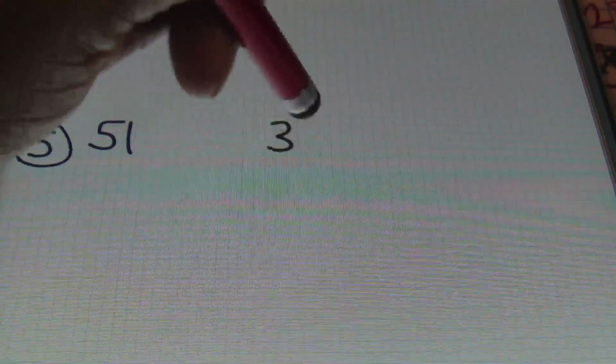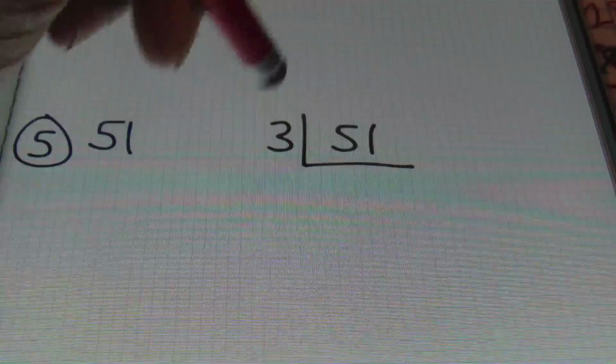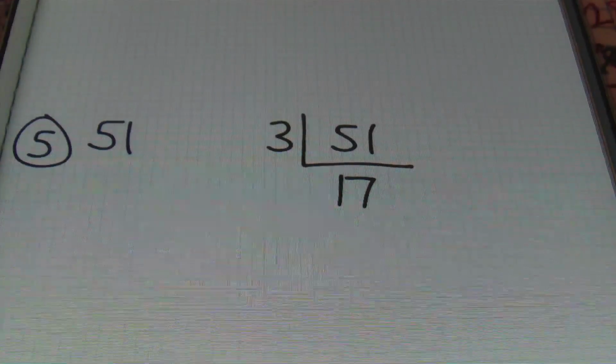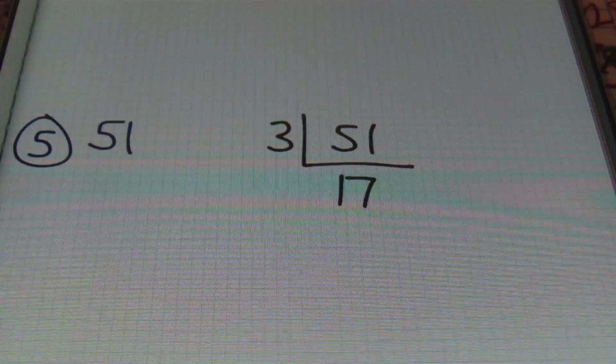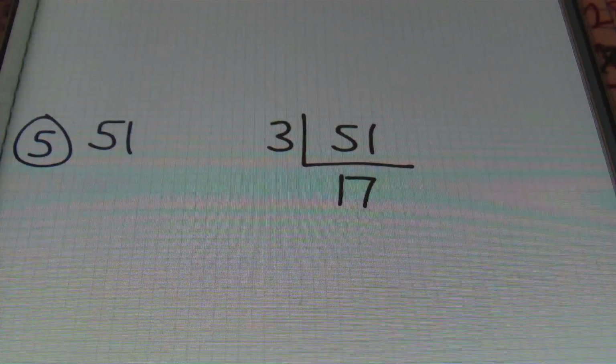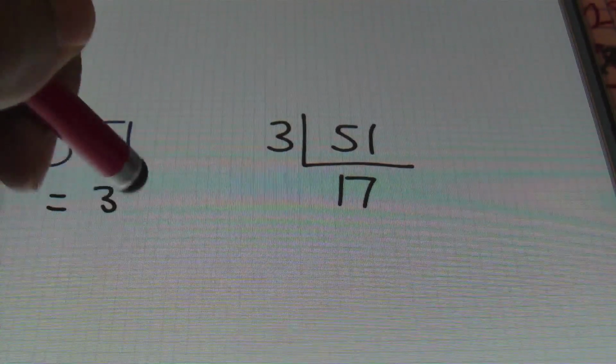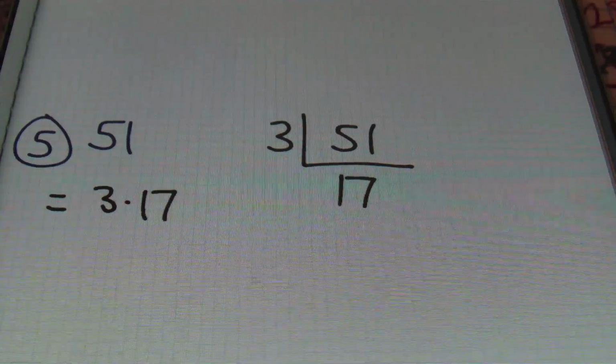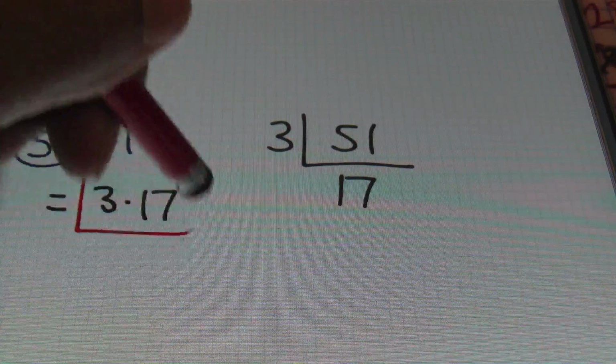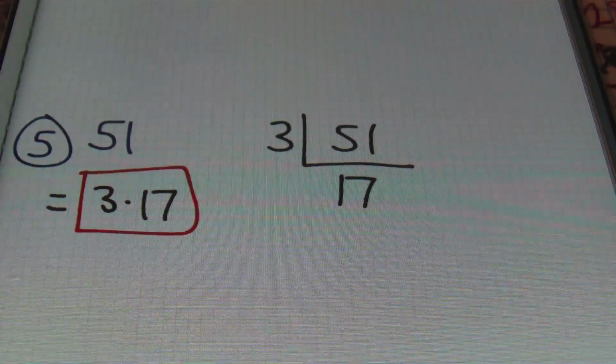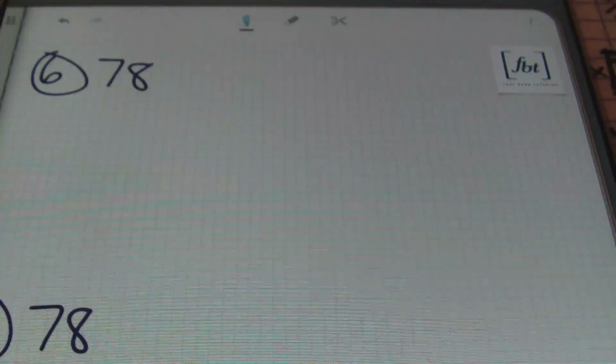Here I have 51, and once again, using divisibility, I realize that 5 plus 1 is 6, so it can be divided by 3. I'm going to say that 3 goes into 51, 17 times. Well, there you go. That's the prime factorization. I can't go any further. 17 is a prime number. So that is written in ascending order like so: 3 times 17. Done. Okay. Next problem.